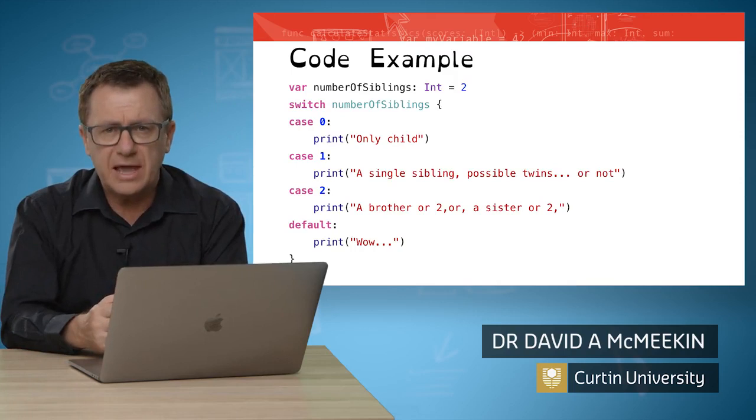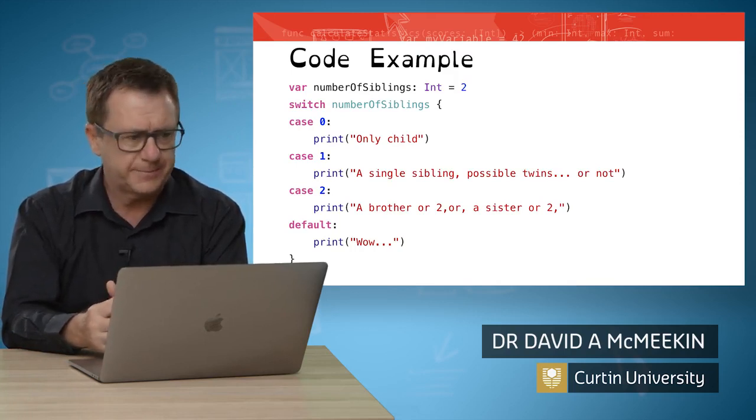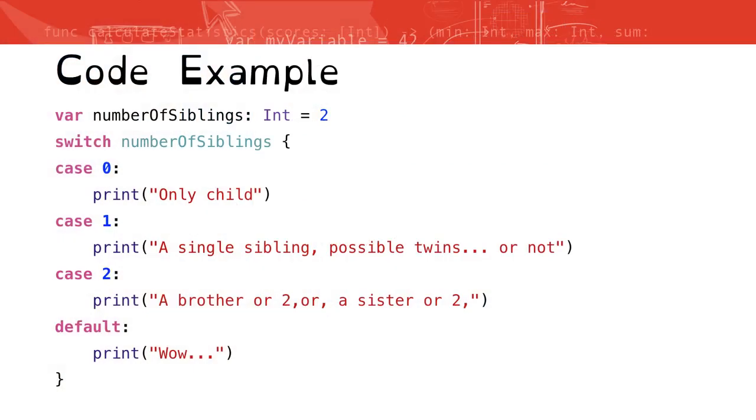Let's have a look at an example of the switch statement in process. We have a variable, number of siblings. In this case, we say it's an integer, which makes sense. There's usually only whole siblings, and we have two of them.